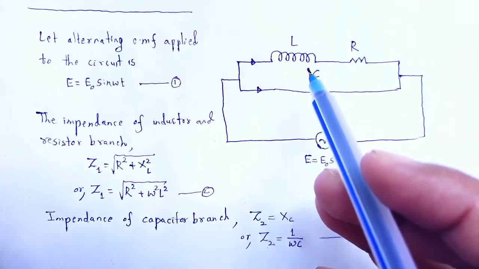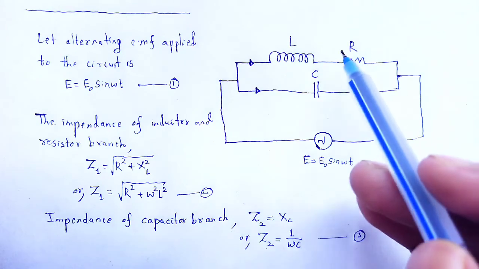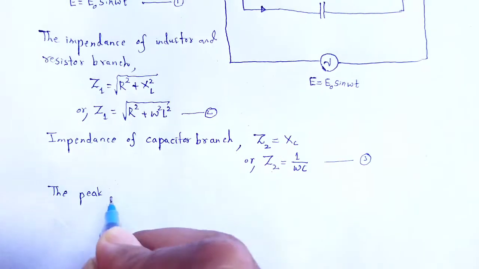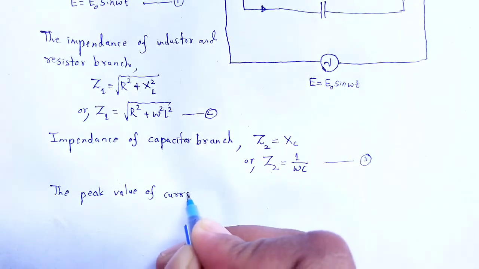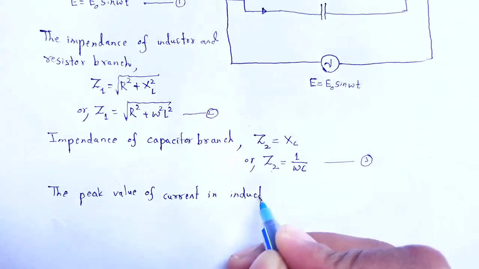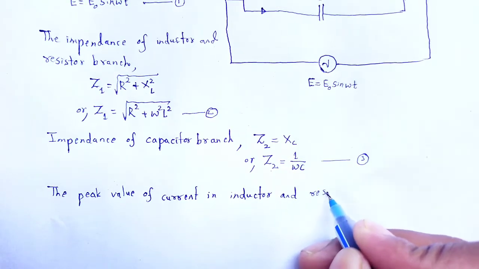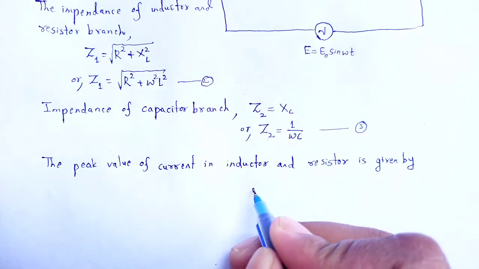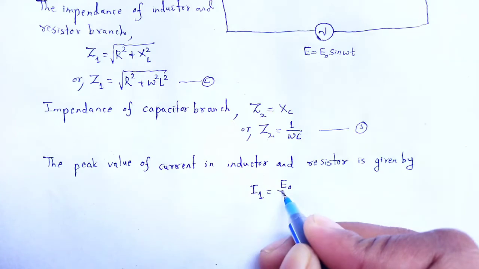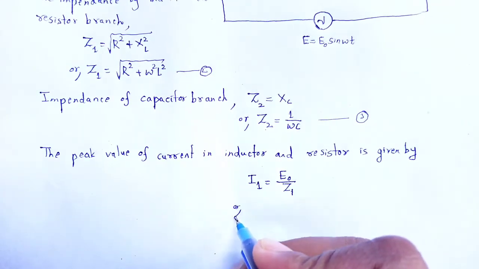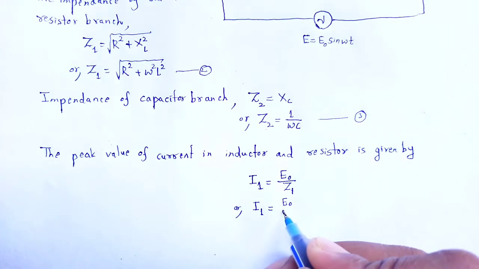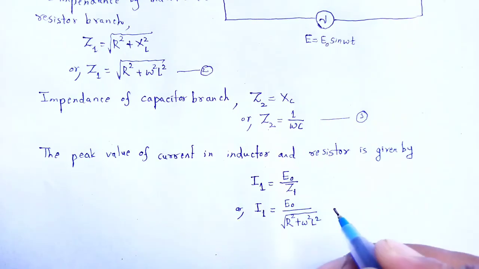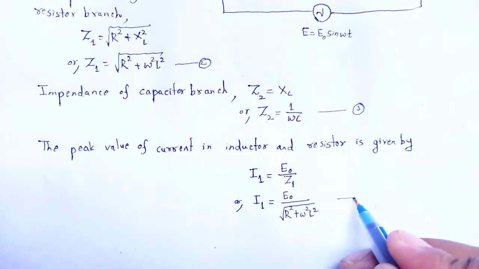The peak value of current in the inductor and resistor branch, let it be I1, is given by I1 equal to E naught divided by Z1, or I1 is equal to E naught divided by the square root of R square plus omega square L square. Equation number 4.